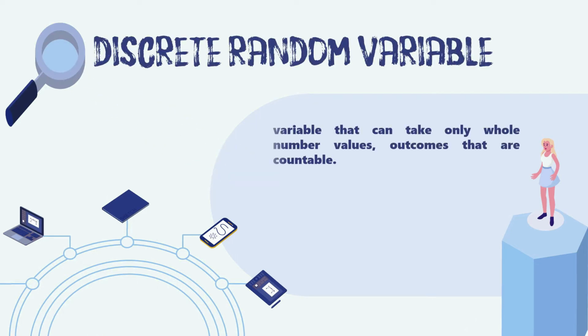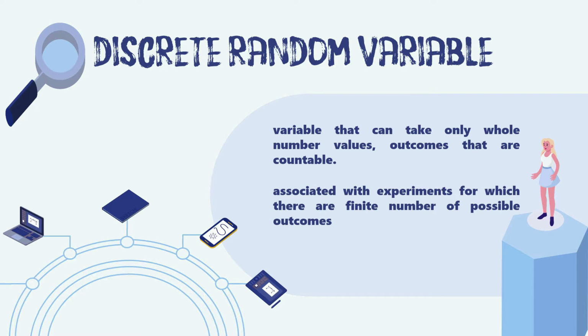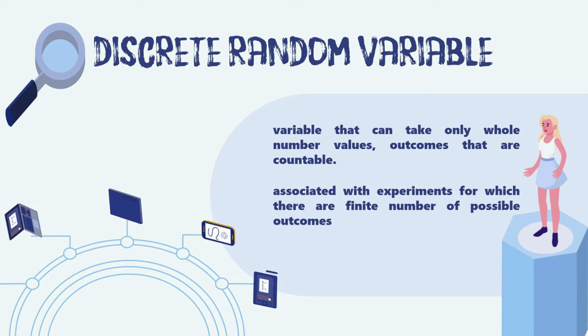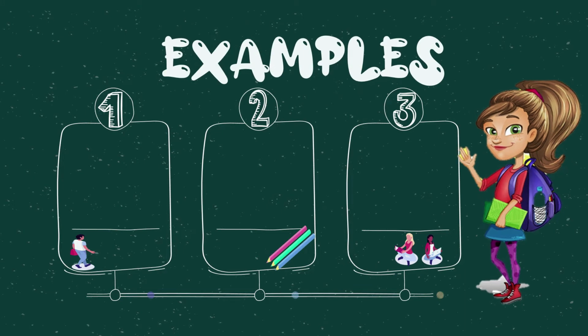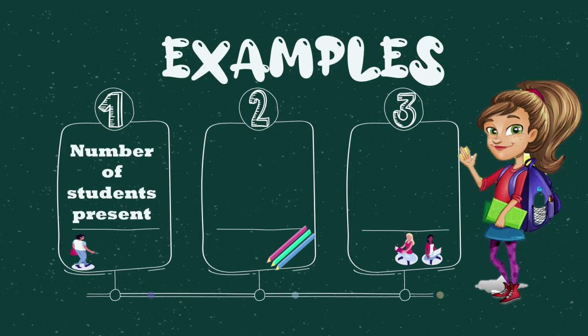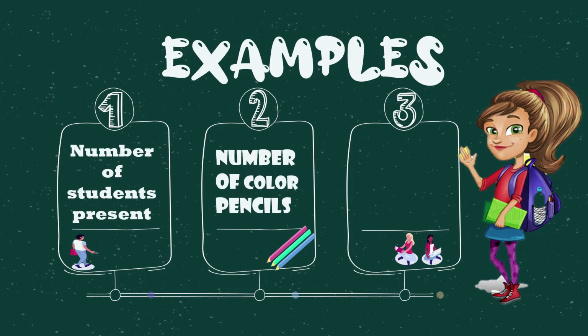It is a variable that can take only whole number values and outcomes that are countable. Random variables are associated with experiments for which there are a finite number of possible outcomes. Let's have the following examples. Number of students present. Number of color pencils. Students' grade level. These numbers cannot be decimals nor fractions, thus, they would only take and represent whole numbers.